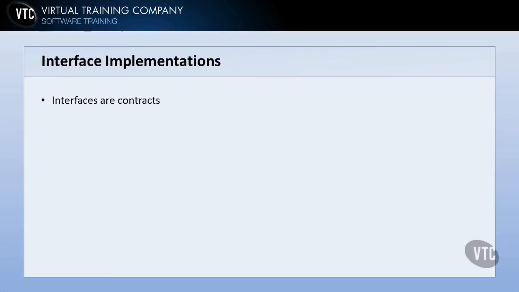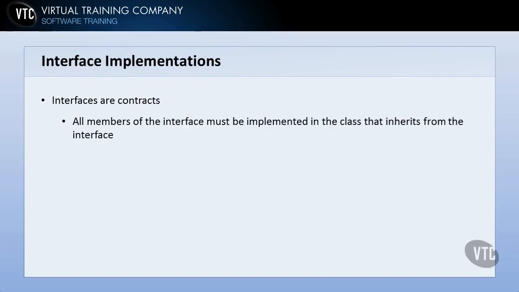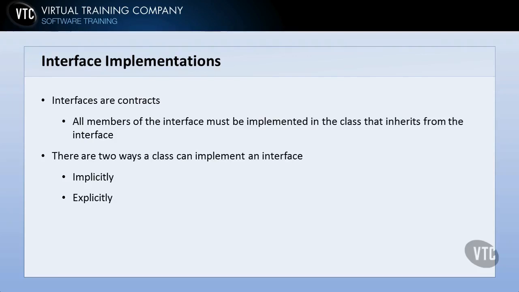If you've watched the videos entitled Understanding Interfaces and Interface Examples, interfaces lay out properties, methods, and so forth that a class must implement. So all members of the interface must be implemented in the class that inherits from the interface. However, there are two ways a class can implement an interface, and that's what we want to key on in this video and the second one in part 2. We can implicitly implement an interface, or we can explicitly implement an interface.